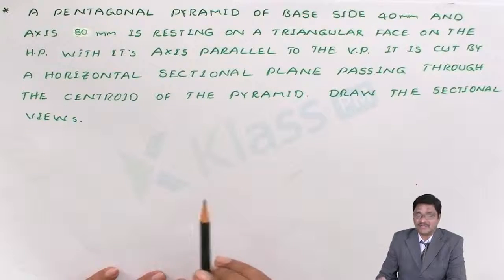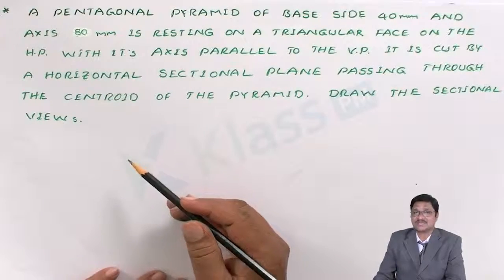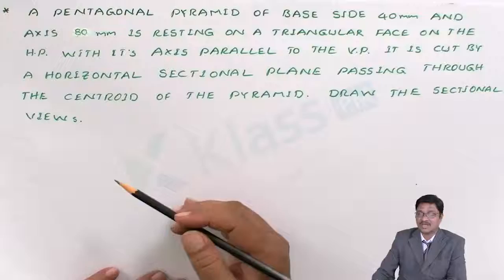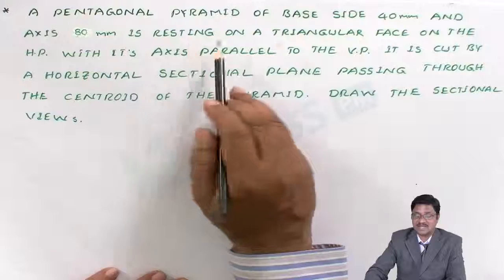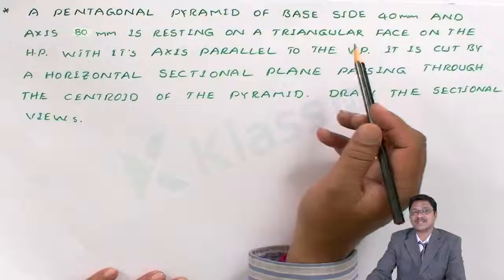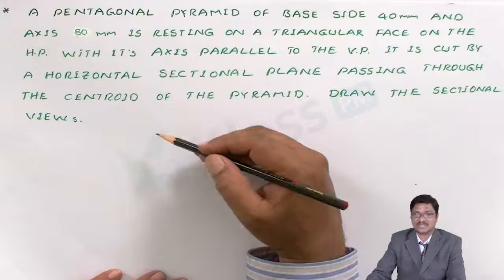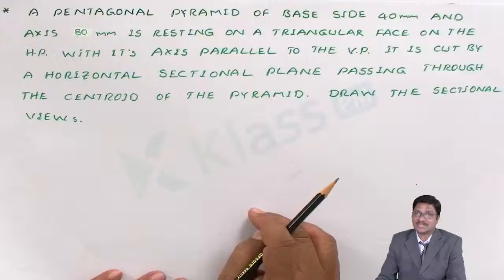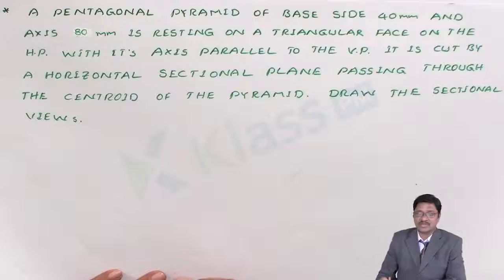Clear? One more thing: in the previous cases, every problem was resting on its base, so you only get a single view position, the top view and front view. But here there is a change: a pentagonal pyramid of base side 40 and axis 80 resting on a triangular face on the HP. That means instead of standing, it is lying on its triangular face. So there are two positions. From the initial position, you have to change the position. After getting the solution of the solid, then you have to think about the sectional plane problem. Clear? So let me do the problem.